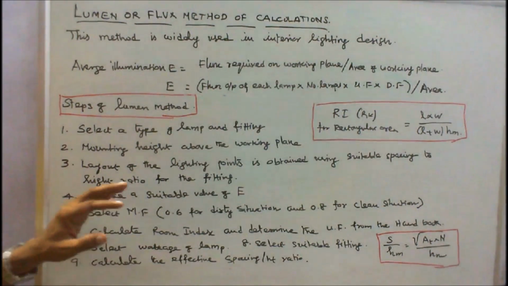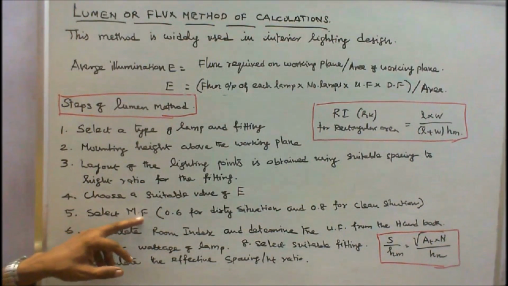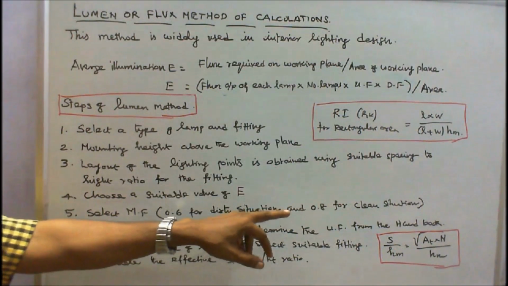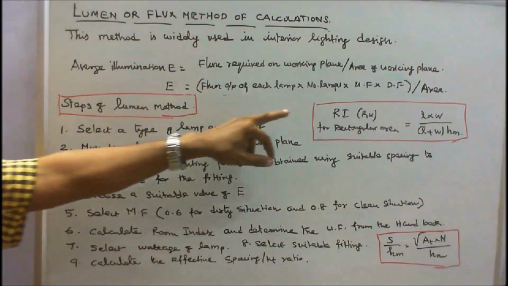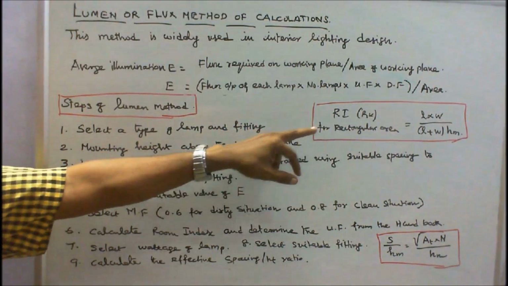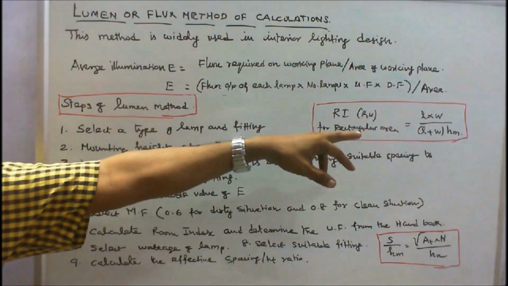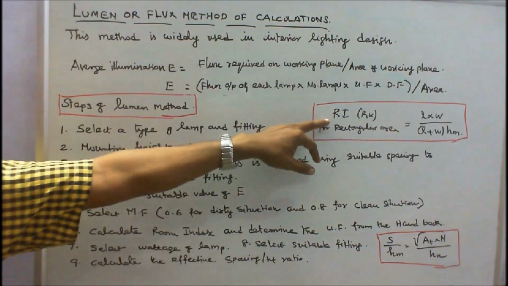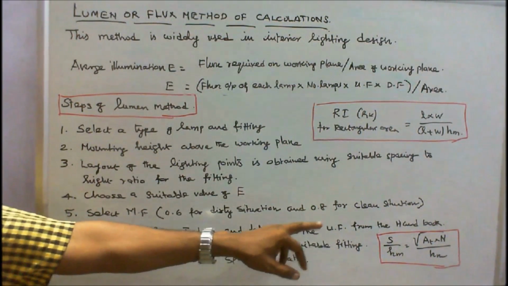Number 4, choose a suitable value of illumination or lux. Number 5, select maintenance factor: 0.6 for dirty situation and 0.8 for clean situation. Number 6, calculate room index. For a rectangular area, room index is equal to room length times width divided by room length plus width times HM, that is mounting height. Calculate the room index and determine the utilization factor from the handbook.